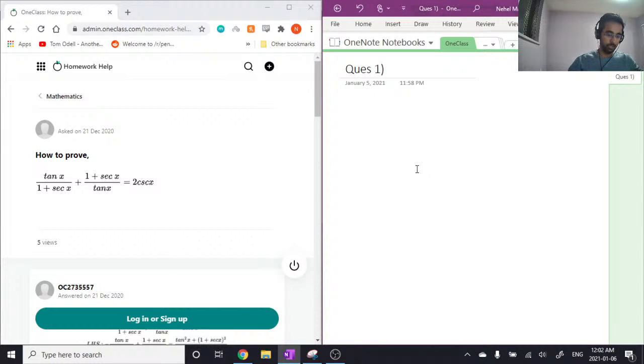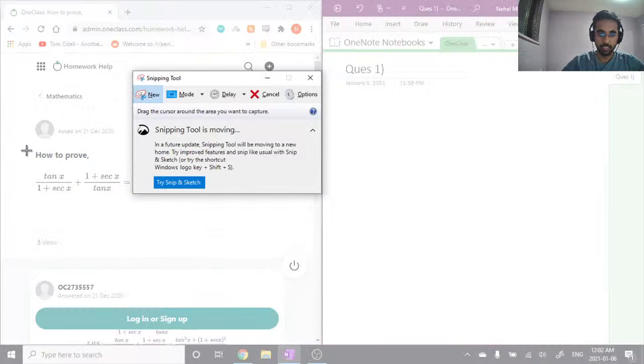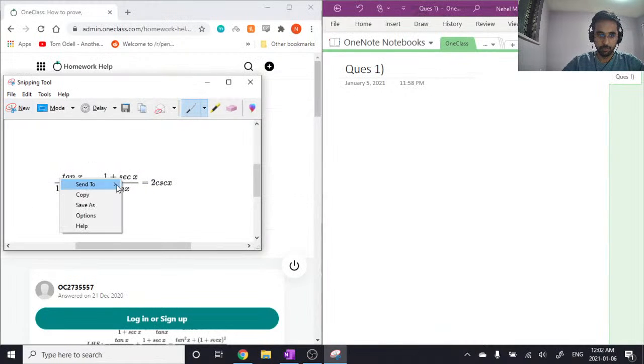So first up, we have a trigonometry question, which is asking us to prove that tan x over 1 plus secant x plus 1 plus secant x over tan x is equal to 2 cosecant x. So with any proof like this, we can start from either the left-hand side or the right-hand side. In our case, we will start from the left-hand side. So let me just copy this over.